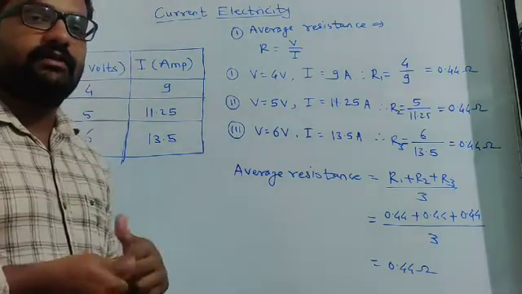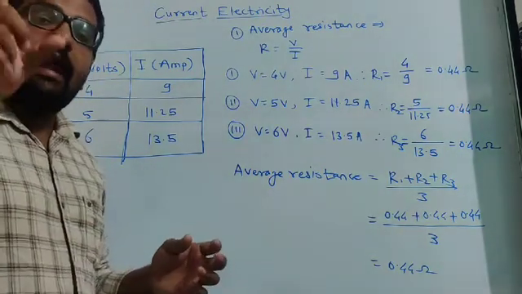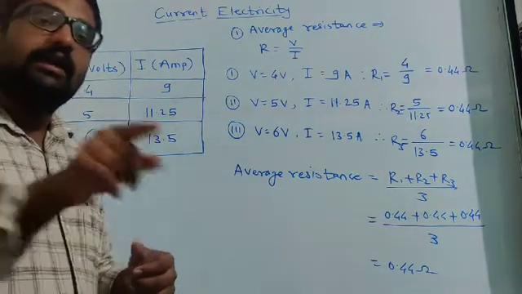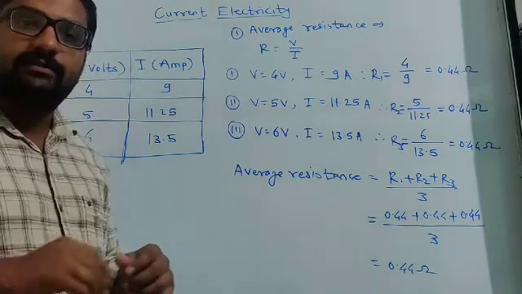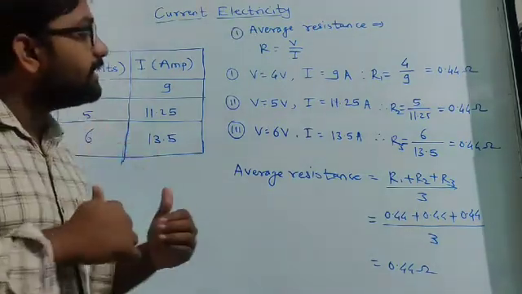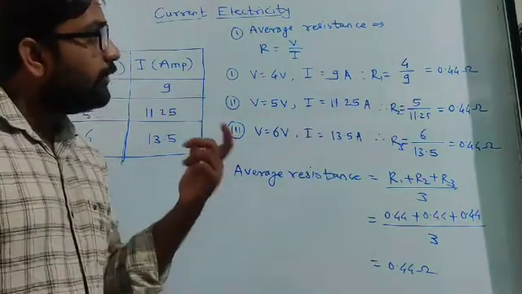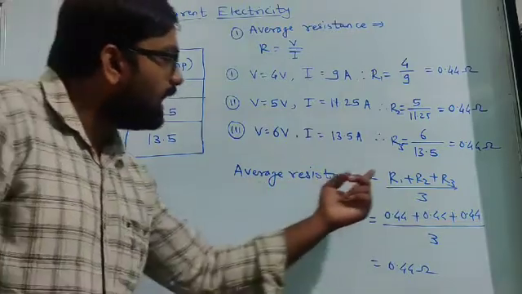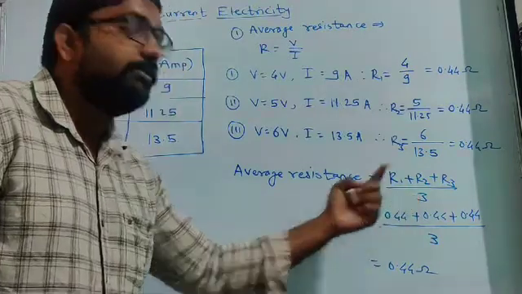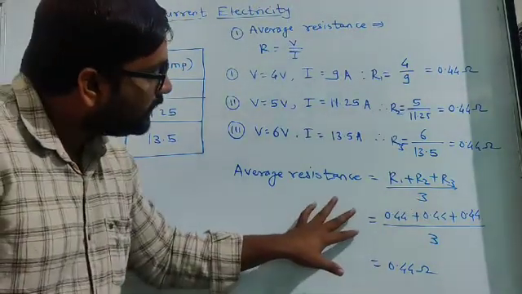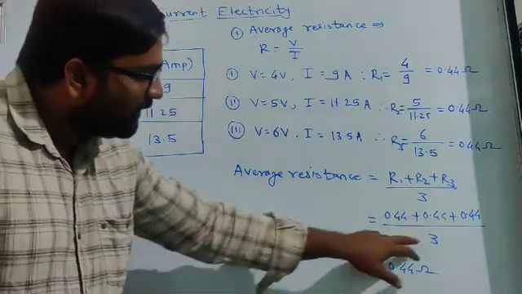Suppose we have 6 subjects and we have to calculate our percentage. Then what do we do? Simply, we add the marks of all 6 subjects and divide by 6. In the same way, here we have 3 resistors, so we add the values of all 3 resistors: R1 plus R2 plus R3, divided by the number of resistors, which is 3. So divide by 3.